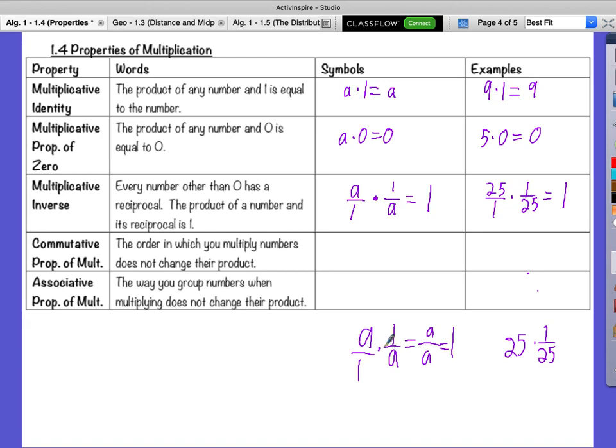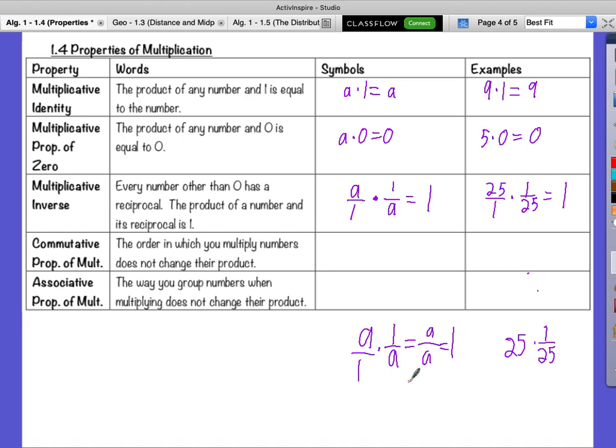When we take a over 1 times 1 over a, it ends up being a over a, which is just 1. If you catch it early, you could cross-simplify it. You might know it as cross-reduce, okay? I do not like the word cross-cancel. I don't like the word cancel. It's just inaccurate. Anyway, it ends up being 1 no matter what number it is. You can have 1,242.8 and 1 over 1,242.8, and it would still just equal 1, okay?